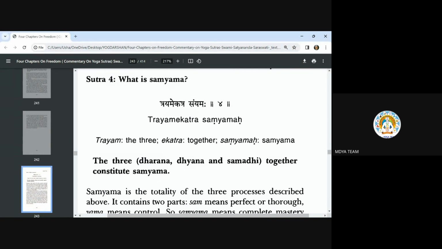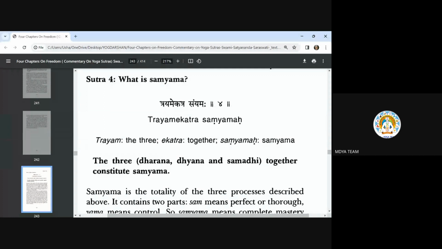When one has mastered dharana, automatically they enter into a state of dhyana. They can't stop the practice at dharana and then again start off the practice of dhyana. I think you are understanding. So it is like a flow, like a continuum, like a wave. When dharana is perfected, automatically the person flows into a meditative state called dhyana. And when they master dhyana, they automatically enter into the state of samadhi.